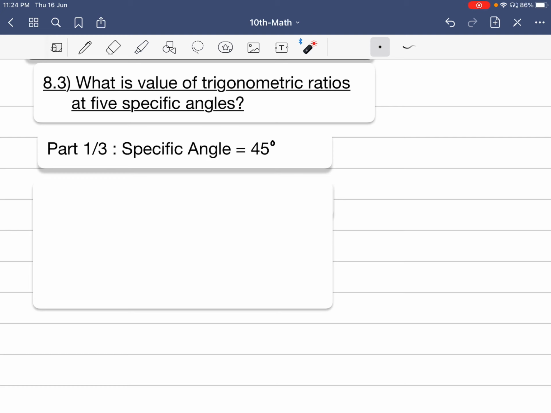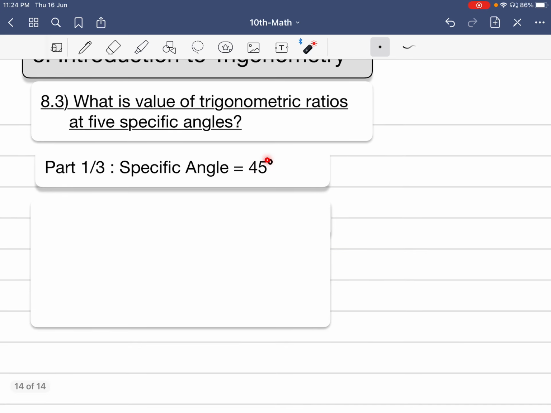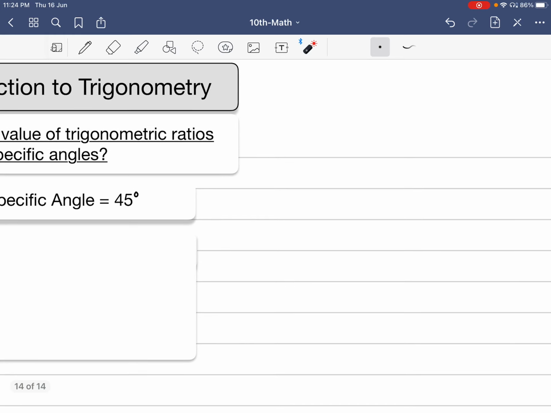In this video we're going to focus only on the specific angle 45 degree. In the rest of the videos we'll see the other 4 angles. Now for 45 degree, I want to know the value of the 6 trigonometric ratios. Now what are the 6 trigonometric ratios? Let's make a quick note of them.